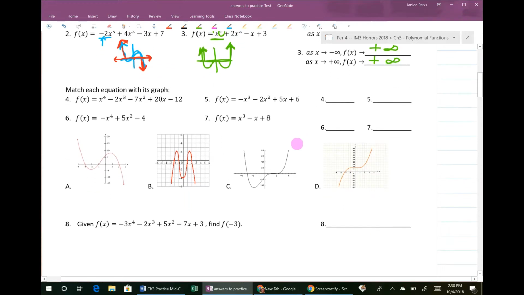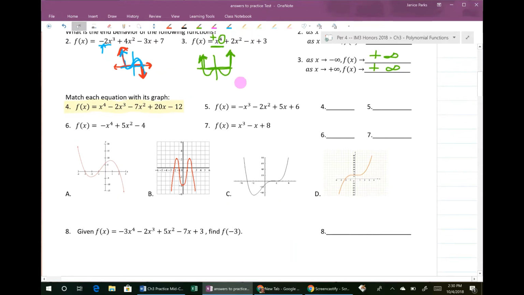For numbers 4, 5, 6, and 7, they're matching. And so, again, you're kind of looking just at their end behavior and if they're odd or even. So for number 4, it's an even function, just like this one. The leading coefficient is positive. That means that both ends must go up. So for number 4, it has to go with C. For number 5, it's a negative leading coefficient, just like number 2. It's an odd number, which means it's sloping downward, so that one has to go with A.